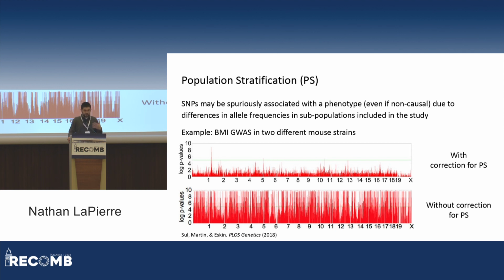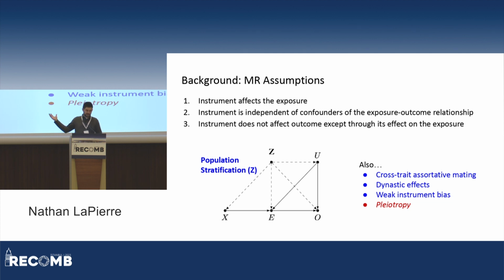But if you don't correct for population stratification, what's going to happen when you run your GWAS is that basically every SNP with a different allele frequency between the two strains is going to show up as associated with BMI, right? So you're going to get a lot of false positives. Going back to the assumptions I listed earlier, now I've added population stratification to that graph. That's Z there. Your population structure affects the distribution of the genotypes. It can also affect the outcome trait as well as the exposure trait, as well as the unobserved confounder, so it can violate these assumptions.